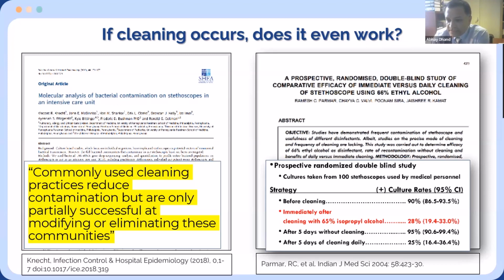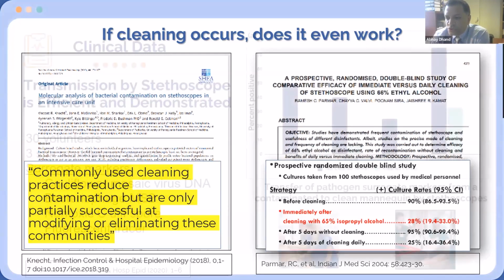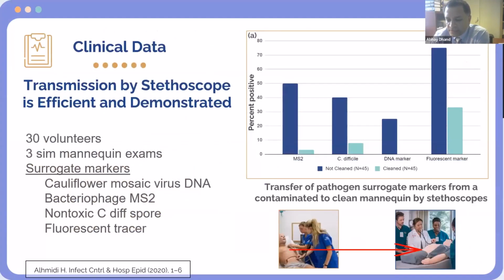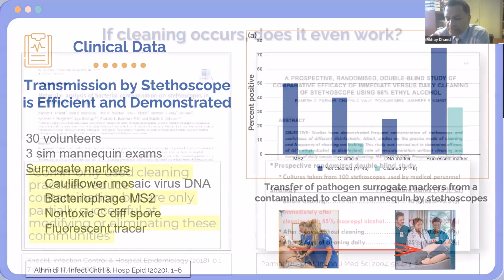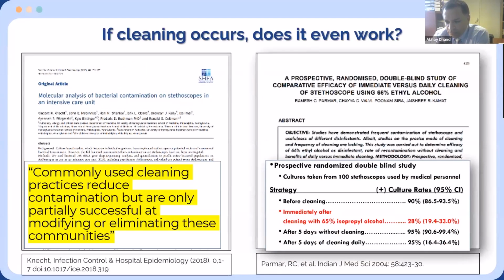The answer is summarized in the next slide, in the same slide, sorry. So what you see is that for the stethoscopes before cleaning, the culture rates are 90%. Immediately after cleaning, the rate goes down to 28%. But unless you keep up with those cleaning practices, the contamination rate goes back up to 95%. Only after persistent cleaning does the rate go down to 25%, but it does not become zero. Next slide, please.